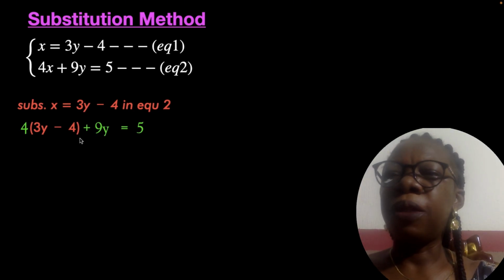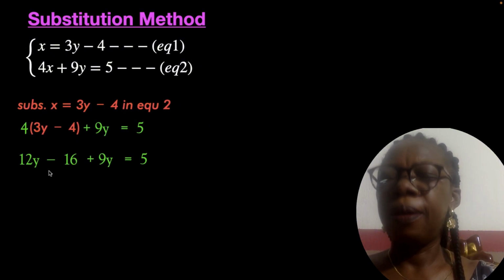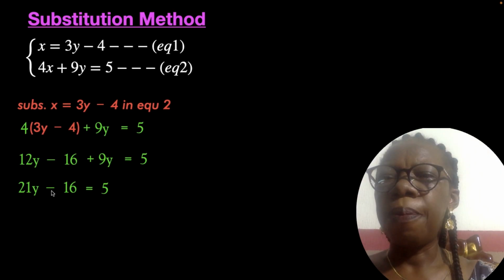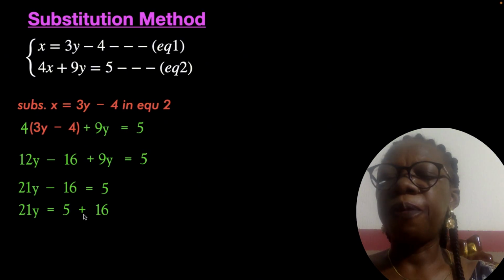Open the bracket by multiplying every term in this bracket with 4. 4 times 3y is 12y, 4 times minus 4 is minus 16, then plus 9y is equal to 5. Collecting like terms, we have 12y plus 9y minus 16 is equal to 5. Now, 12y plus 9y is 21y, minus 16 equal to 5. Transpose minus 16 to the right side, we have plus 16.